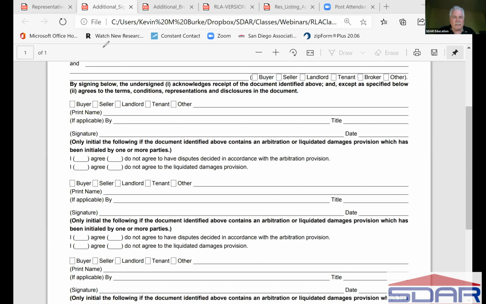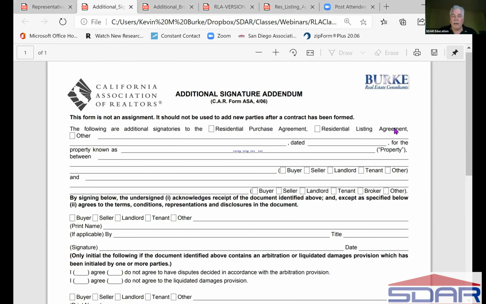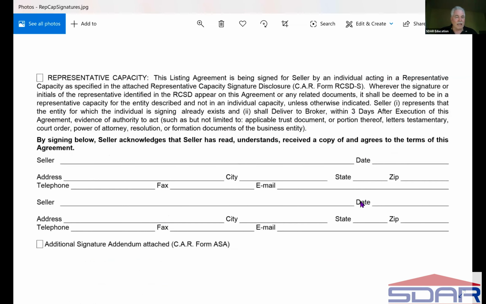Okay. So I think that's everything I wanted to cover on the additional signature addendum. Yes, it is. Let's take a look. Let's go back to our form now. And I cannot believe how fast time goes by. I mean, seriously, it just flies. Okay, so let's take a look.